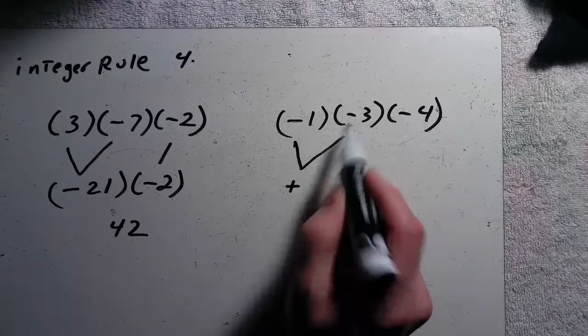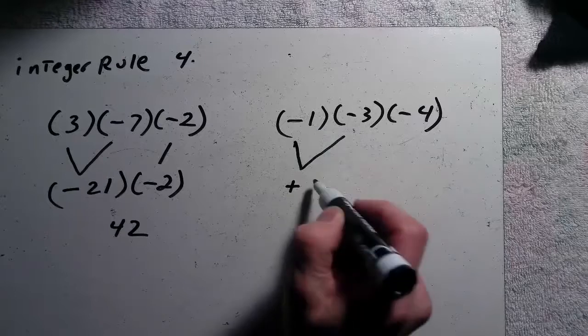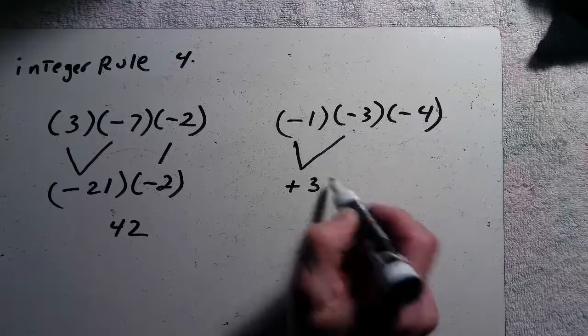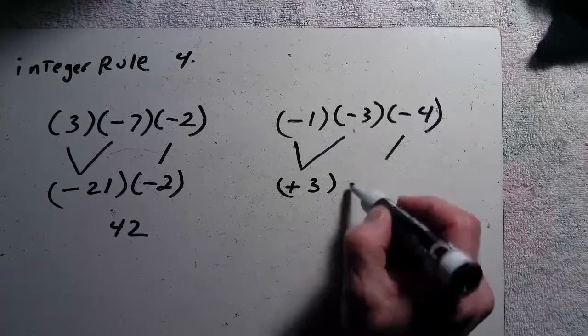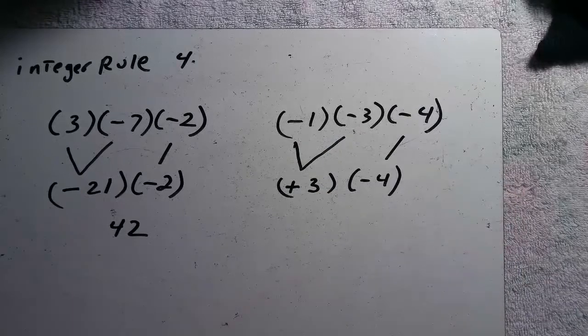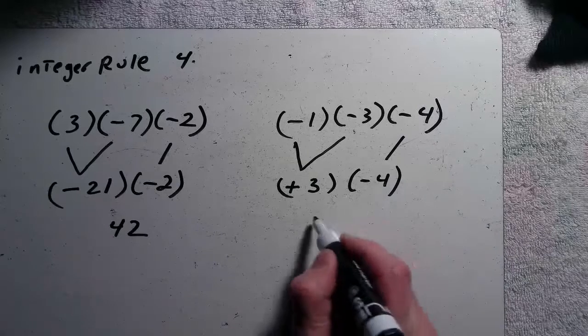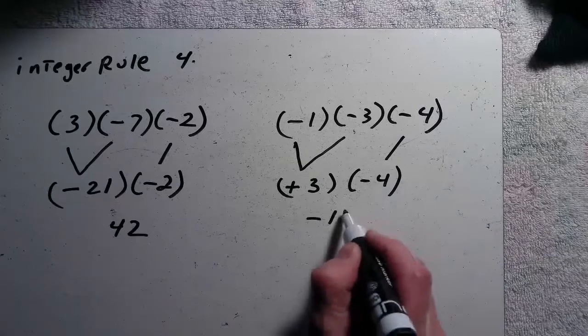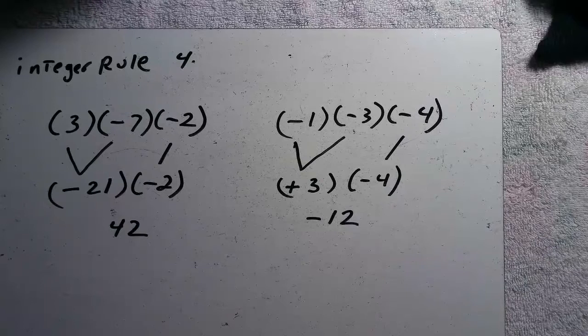Negative signs are the same. You get a positive result. 1 times 3 is 3. Bring down negative 4. Now we can see in the final multiplication, the signs are different. Positive 3 times negative 4, it's an automatic negative. Signs are different. Negative 12.